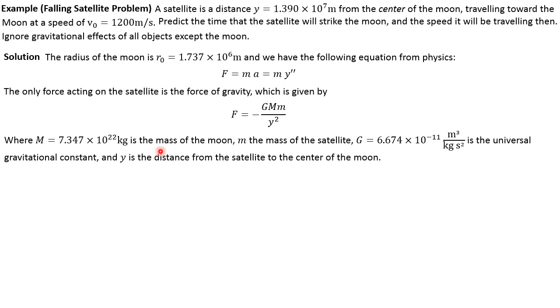The mass of the moon I've also looked up for your convenience. This is the mass, lowercase m. The mass of the satellite actually is irrelevant, as you'll see in just a moment. And capital G, this is the universal gravitational constant, not to be confused with lowercase g, which is Earth gravity at the surface of the Earth. This is the universal gravitational constant. It's a pretty tiny number, times 10 to the minus 11th. And y is the distance from the satellite to the center of the moon.